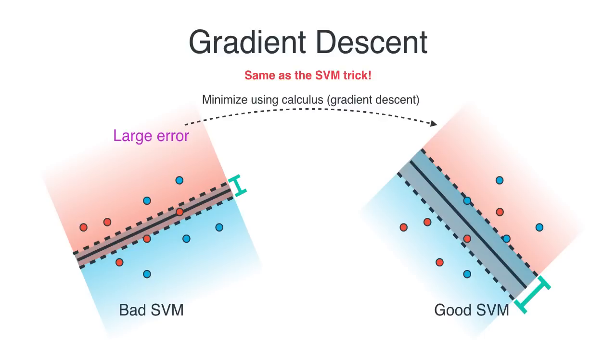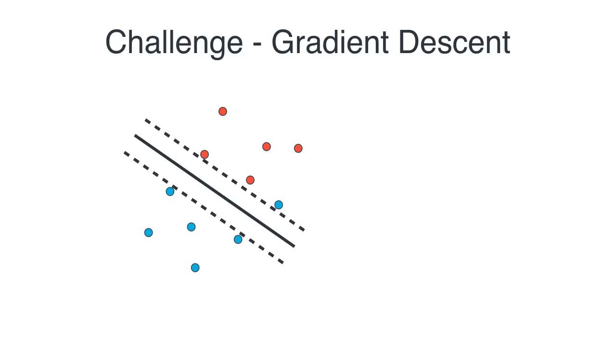So in the same way that we did with the perceptron algorithm, this gradient descent process takes us from a large error to a small error. And this actually is the exact same thing as the SVM trick that I showed you recently of moving the line closer to the points plus separating the lines a tiny little bit. So now I have a challenge for you. The challenge is simply to convince yourself that the expanding step actually comes out of gradient descent.